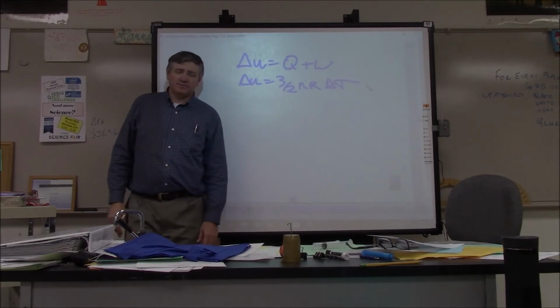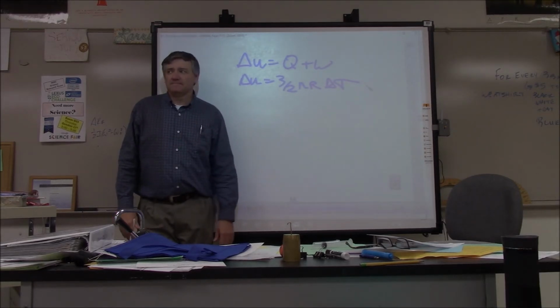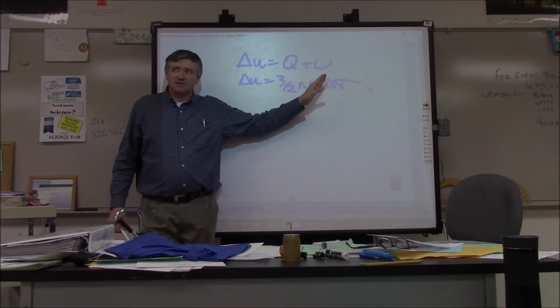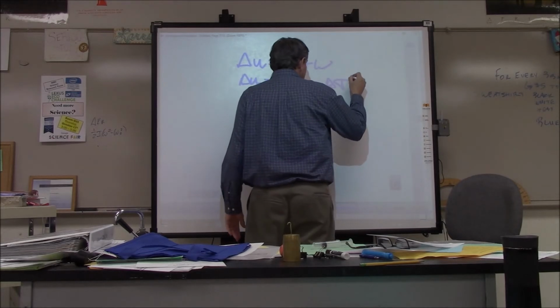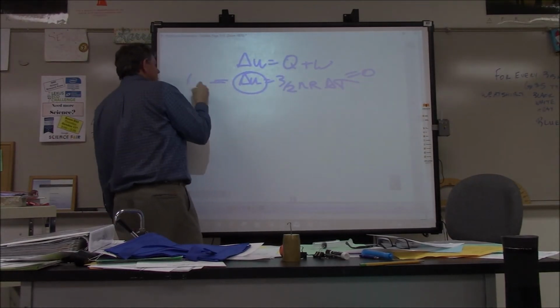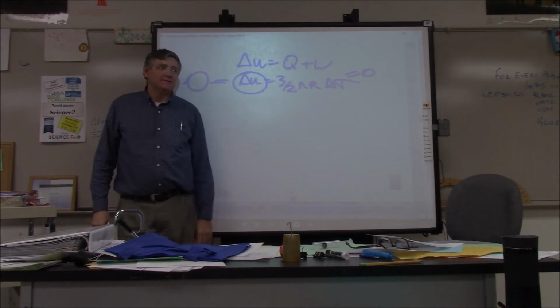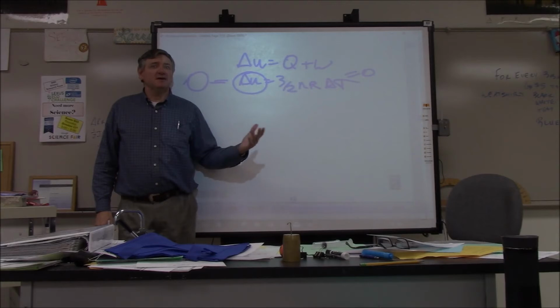What's going to be my value of delta U? 0. Absolutely 0. Why? Because there's no change in temperature in this process. It's isothermal, so delta T equals 0, and delta U then is a big goose egg. So what about Q plus W? It's got to be 0. That means my Q and my W have to be equal and opposite.